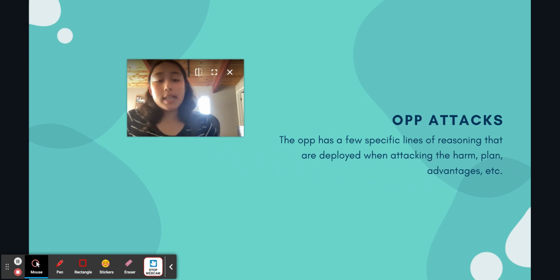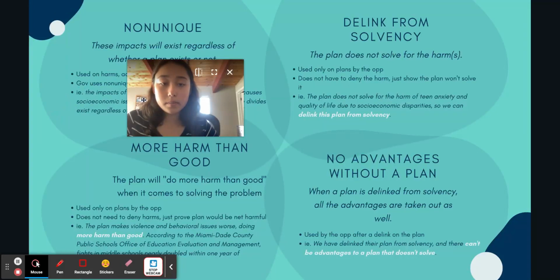Now let's look at some op attacks. And remember, the op, to meet its burden, has a few specific lines of reasoning that are deployed. This is important to attacking the harm, or defending the status quo, and to attacking the plan. So you're going to be saying the plan doesn't solve or does more harm than good. So let's take a look.